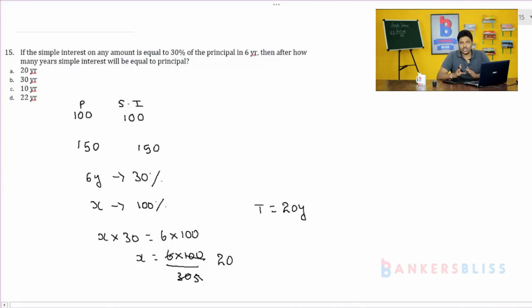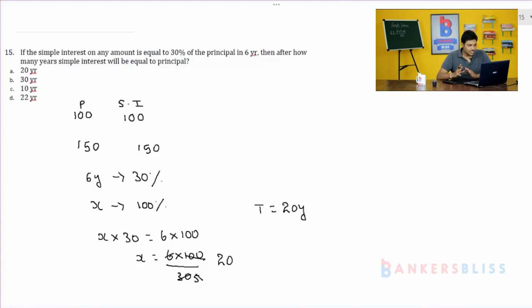That is the logic. If the rate of interest is 100% on the principal amount, then only the simple interest amount will be equal to the principal amount. So for 6 years they have given 30% interest, but we should get 100% interest. So for how many years should we get the 100% interest? After cross multiplication we get x is equal to 6 into 100 by 30. After simplification we get the time period as 20 years.